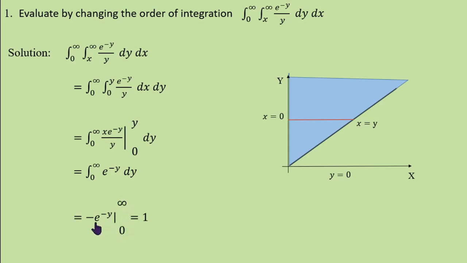When we apply the upper limit, e power minus infinity is 1 by e power infinity, which is 1 by infinity, that is 0. The upper limit value is 0. The lower limit value is minus e power 0, that is minus 1. Therefore, 0 minus minus 1 is 1. So we are able to integrate very easily by changing the order of integration. To discuss how we can change the order of integration, I am going to discuss some more problems.